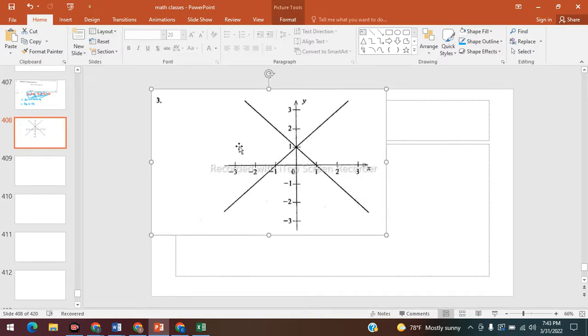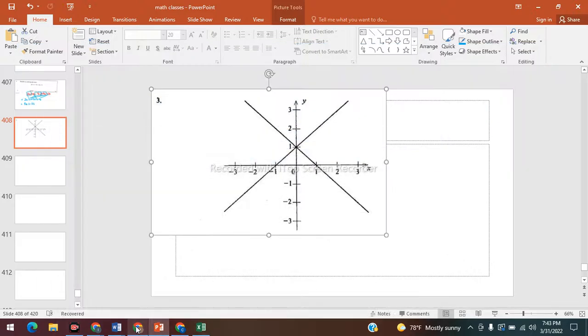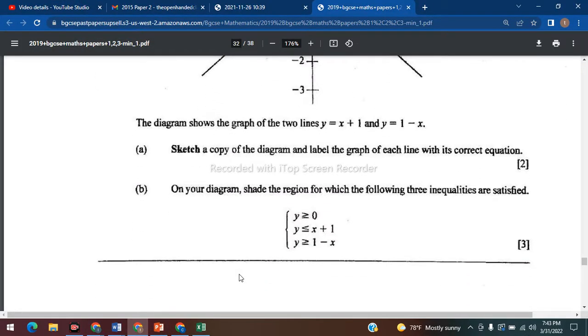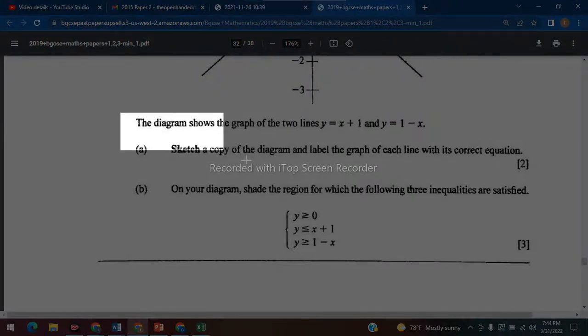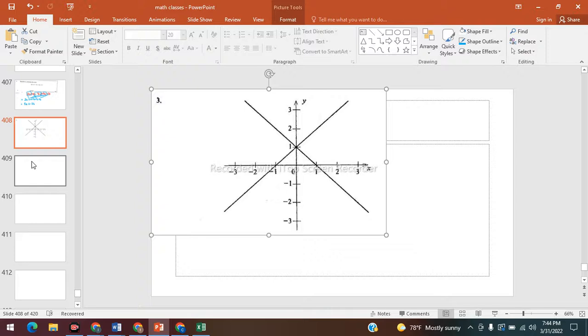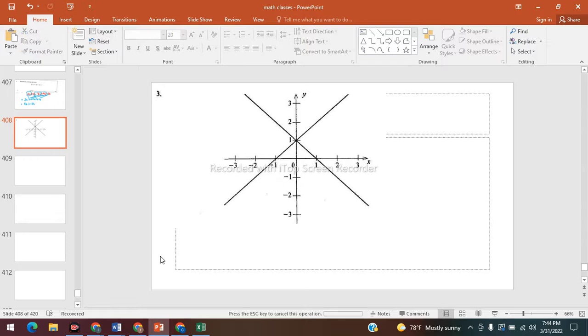Question number 3. You have the instructions. Alright, so where's the further instructions? Alright, so it's gonna be right out.